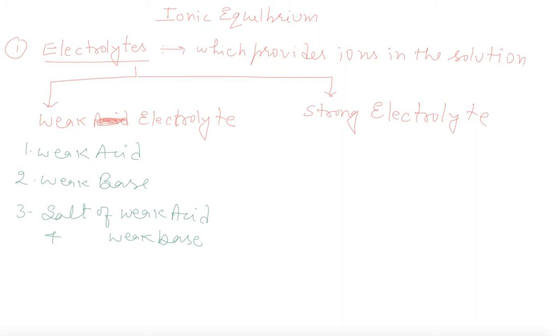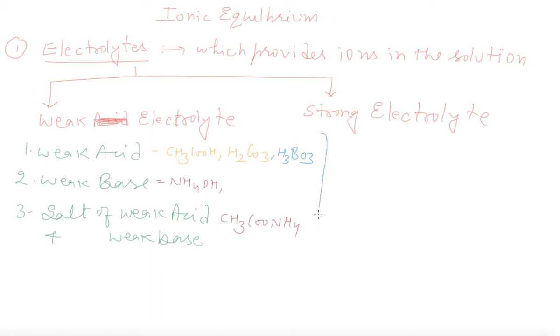Weak acids are, you know very well, acetic acid CH3COOH, carbonic acid H2CO3. Weak bases are like NH4OH, and salt of weak acid and weak base. Take any weak acid and weak base and make their salt, like CH3COONH4. Ammonium acetate is the salt of weak acid and weak base. There are so many examples of weak acid and weak base. Boric acid is also a weak acid.